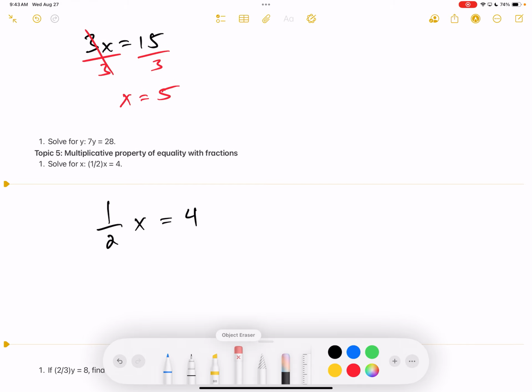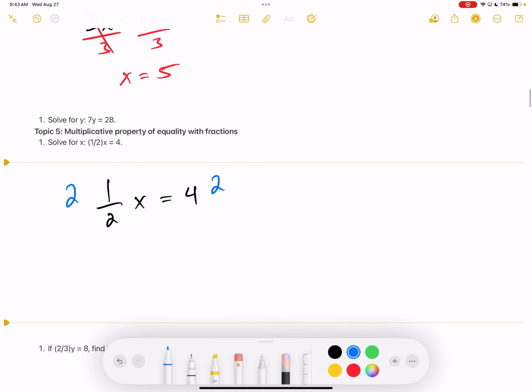This is 1/2 times x. So what you want to do is just multiply everything by the denominator there. So if I multiply everything by 2, 2 times 1/2, again, a 2 on top. If you want to write it over 1, that's fine. But 2 on top and 2 on the bottom, you end up with just x. And 4 times 2 is 8.